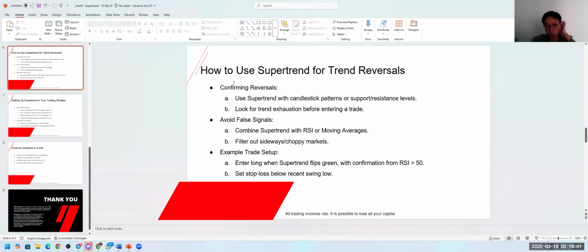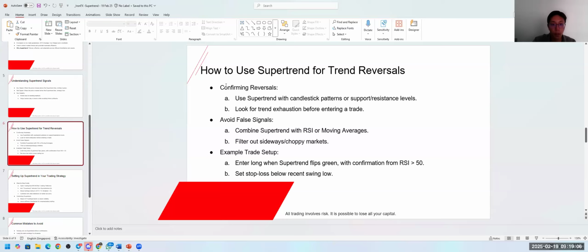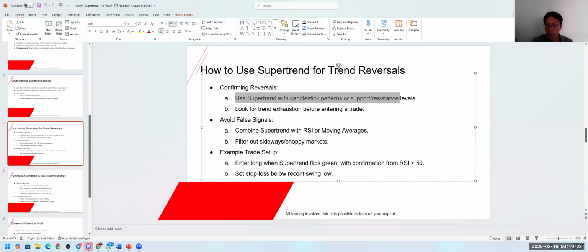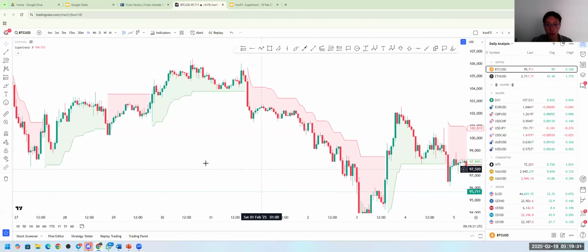Okay, so how to use super trend for trend reversals? All right, so confirming with reversals, use super trend with candlestick patterns or support and resistance levels. Look for trend exhaustion before entering a trade. Okay, so remember this, use super trend with candlestick patterns or support resistance levels. Then look for trend exhaustion. If I were to show you guys what trend exhaustion means.